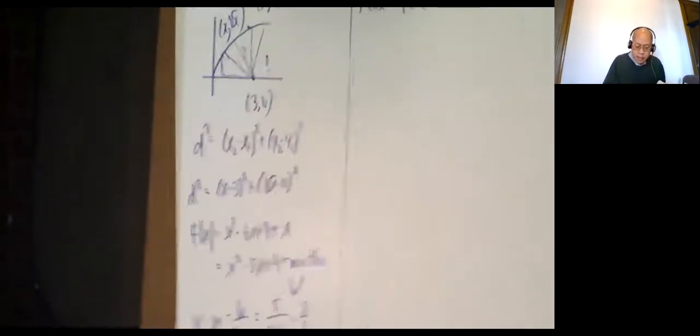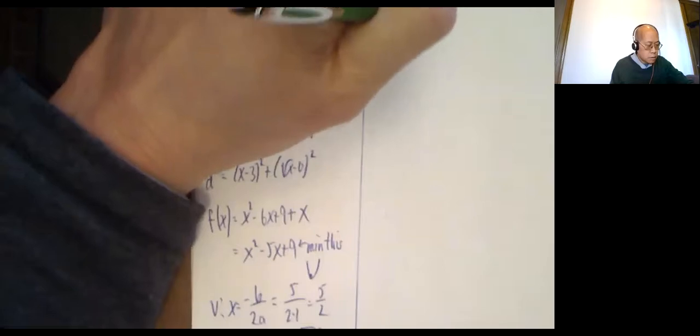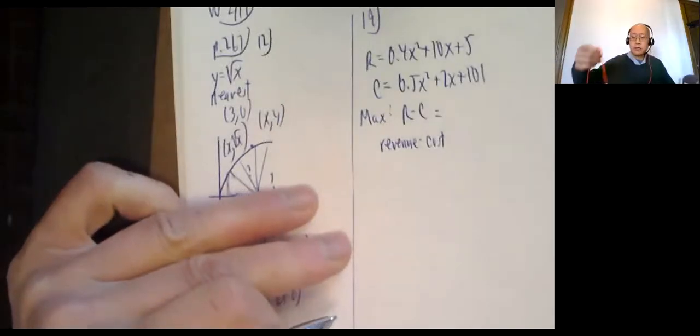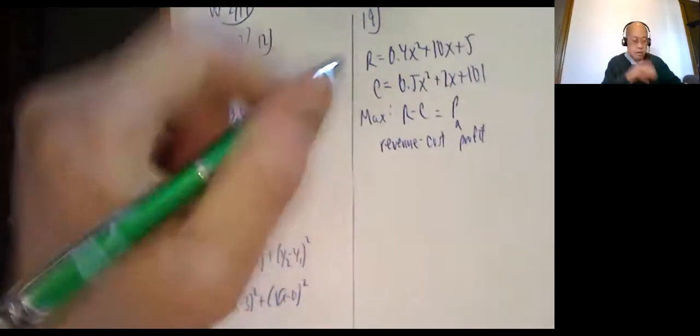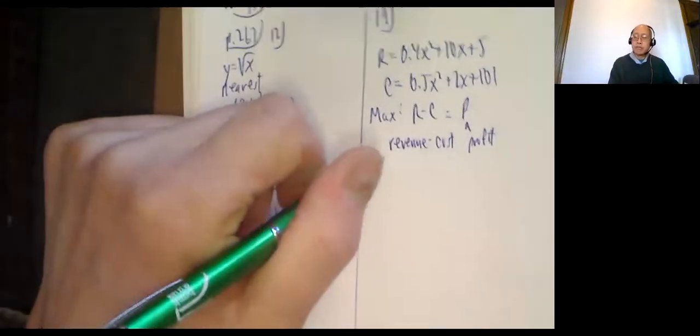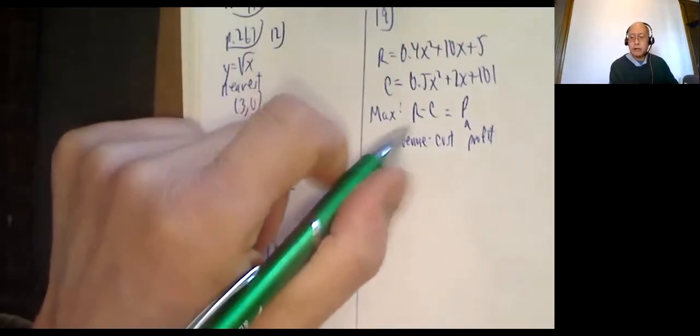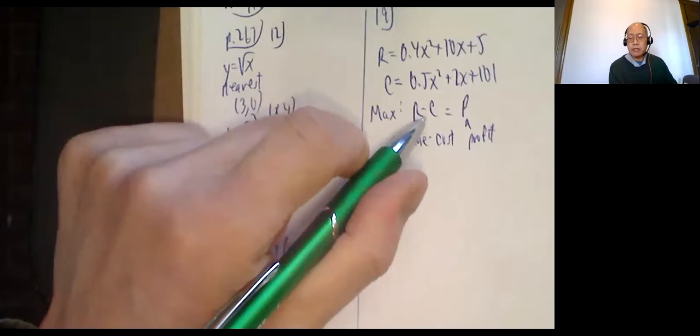Okay. This is basically a problem in economics. R is revenue. C is cost. What is revenue minus cost? Profit. So, in economics, how much money am I making as a business? Well, revenue minus cost. How much money is coming in minus how much do you have to shell out?